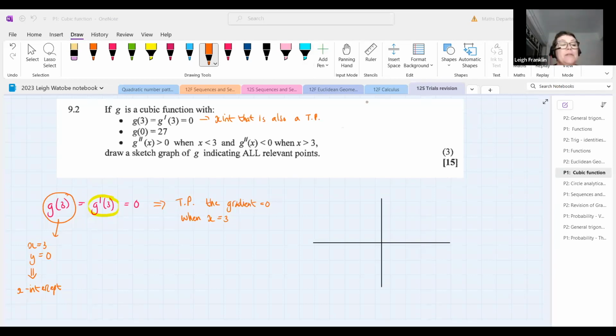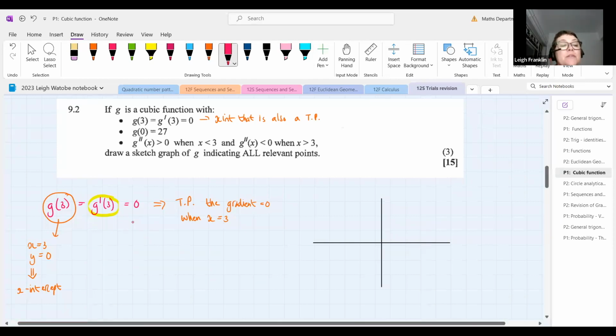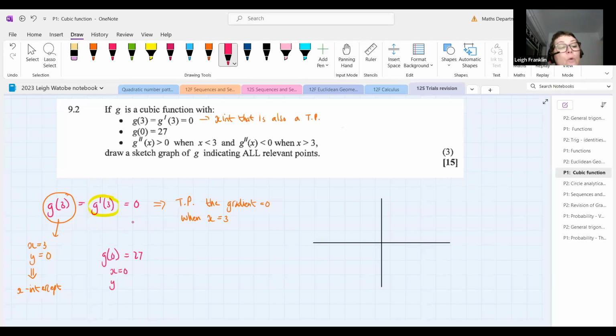Let's look at the next piece of information. All right. So the next piece of information that they give us is that g of 0 equals 27. So here they are telling us when x is 0, y is 27. What does that mean?